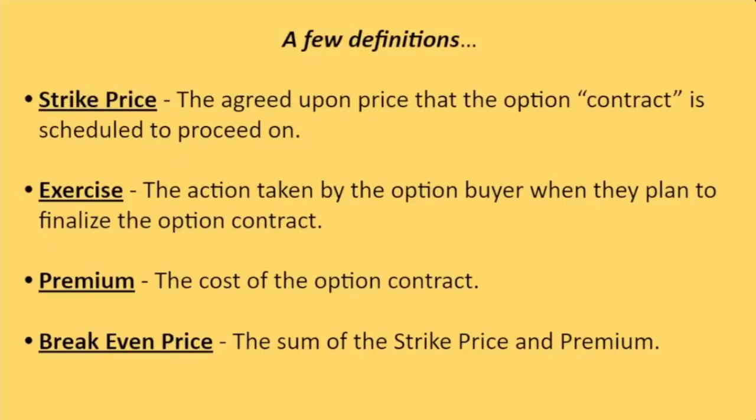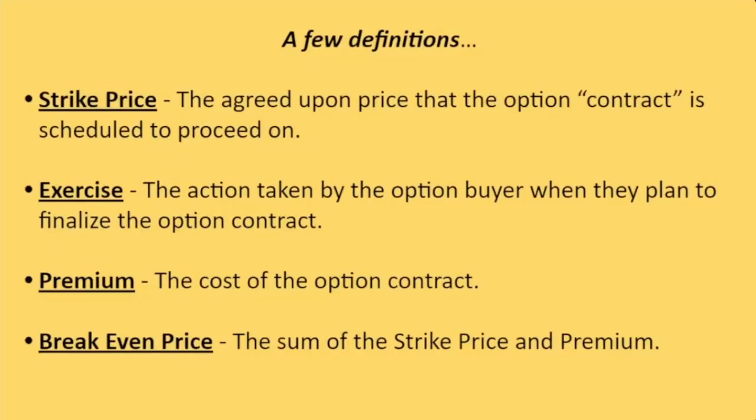All right. The term exercise is the action taken by the buyer when they plan to finalize the options contract. You buy the contract, and there are options within that contract. One of the options is to finalize the contract. That would be exercise the contract. So remember that exercise is the closing of that contract.